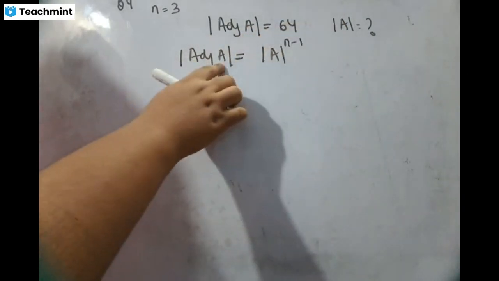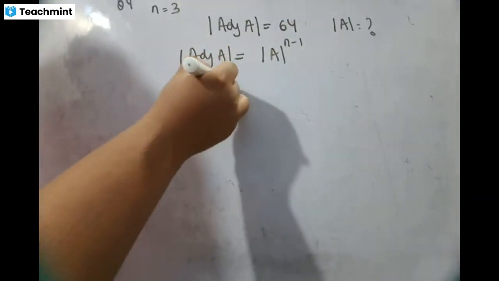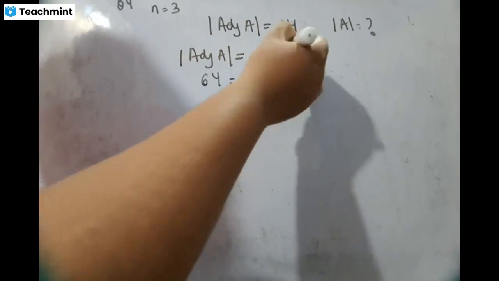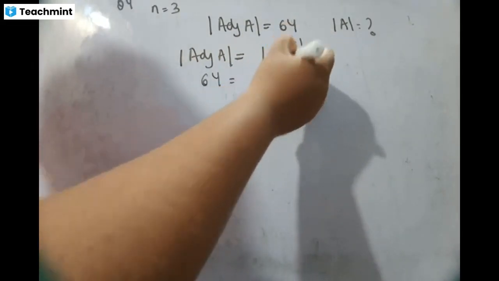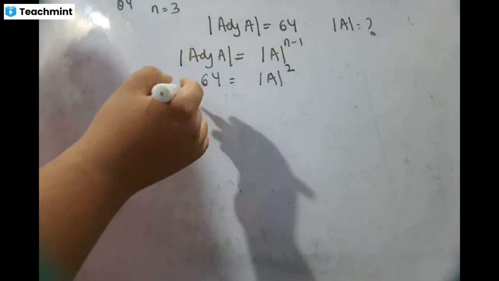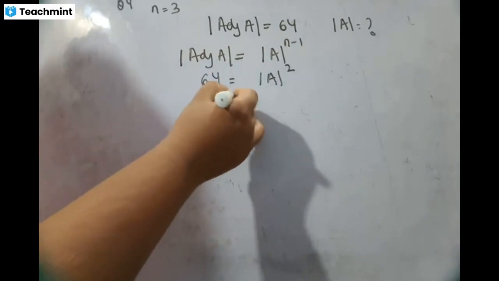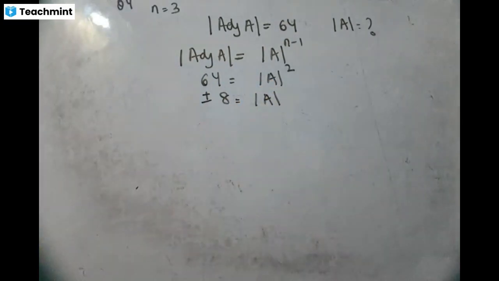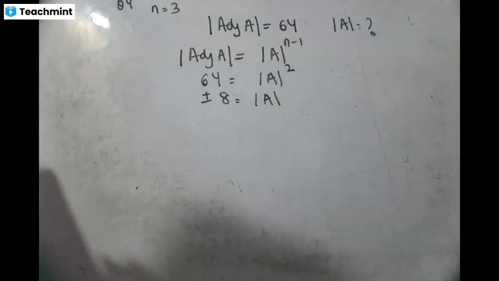So determinant of the adjoint is 64. We don't know determinant of A. What is n? n is 3, so 3 minus 1 is 2. The 2 comes to this side and becomes square root. So the square root of 64 is plus minus 8. We take both values into consideration because a determinant can be positive as well as negative. Is that clear? So this was question number 4.